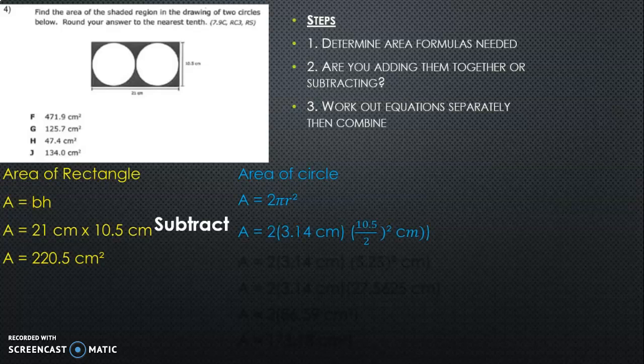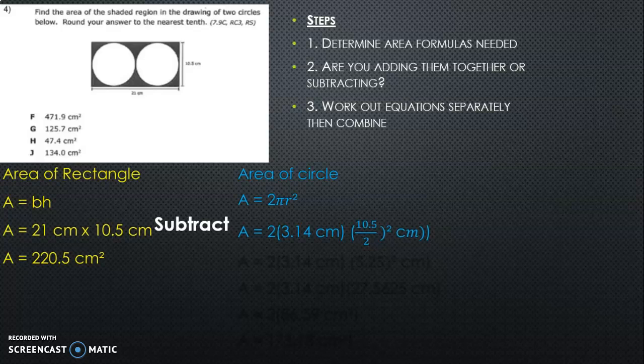So we're going to have to substitute a little bit more into the equation, which is going to be the 10.5 divided by 2. We need to do this process first, because that will give us our actual radius. Because if we use 10.5, that'll be the diameter, which is incorrect.